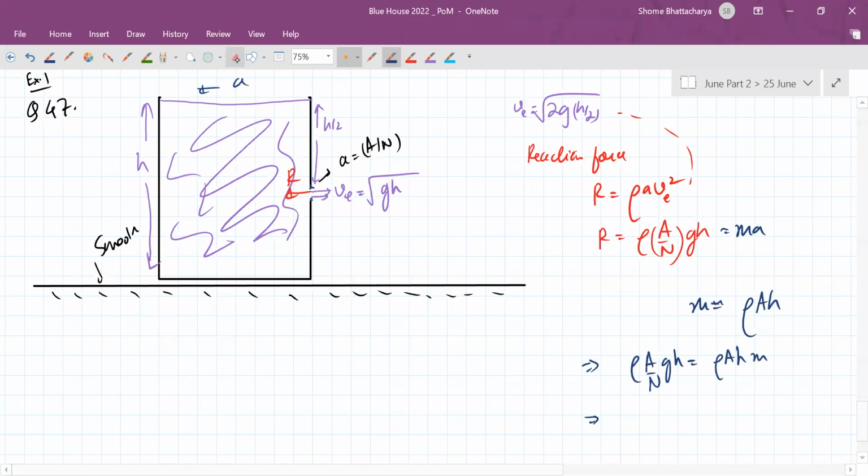So the acceleration comes out to be how much now? Rho h cancels out, so it comes out to be g by n.